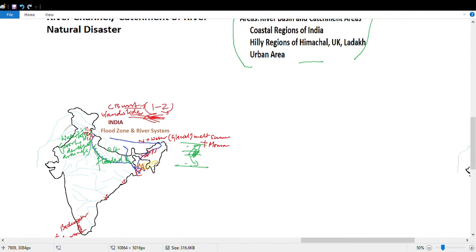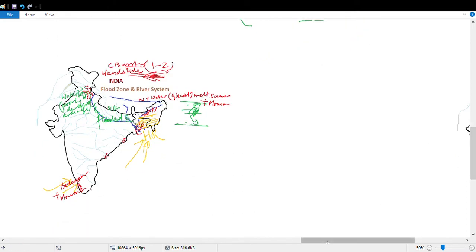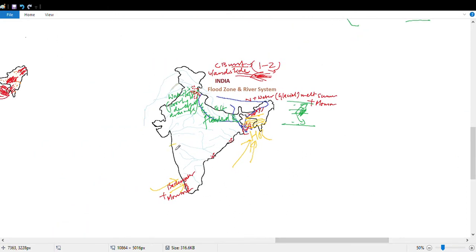These are the reasons of heavy rainfall due to monsoon. But this part is more prone because of backwaters. This is not much so because here the drainage system is better.